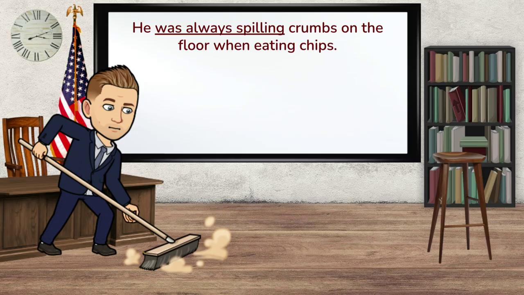And what we mean here by temporary habit is maybe we're talking about an adult who we're referring back to when he was a child. So my mother always says how I was always making messes when I was eating. I was always getting food all over my face. Well, obviously, I'm an adult now. I use a napkin, and I tend to stay pretty tidy. So he was always spilling crumbs on the floor when eating chips would be a temporary habit that is no longer happening, but it was happening often enough.